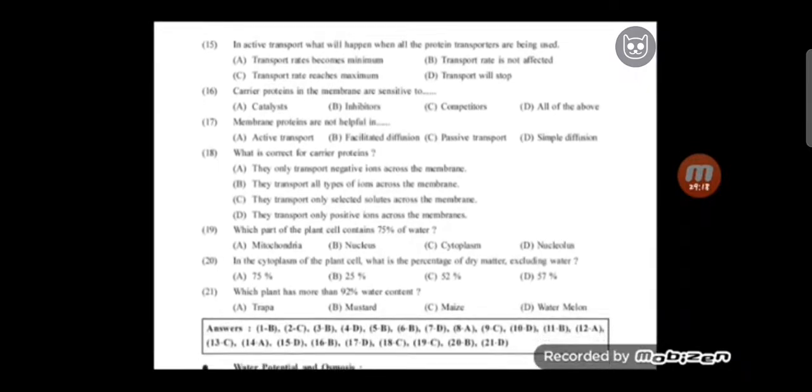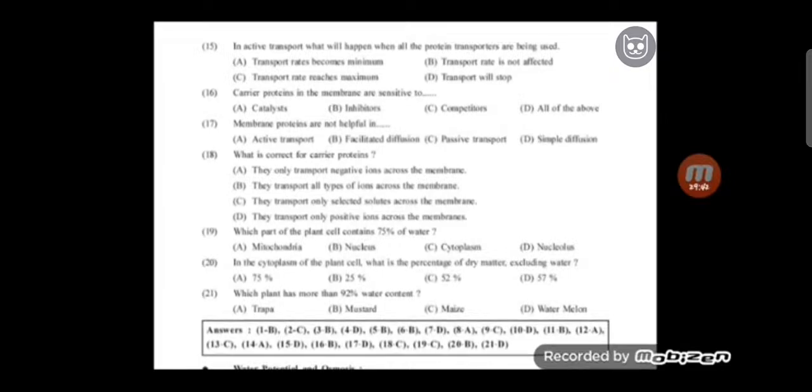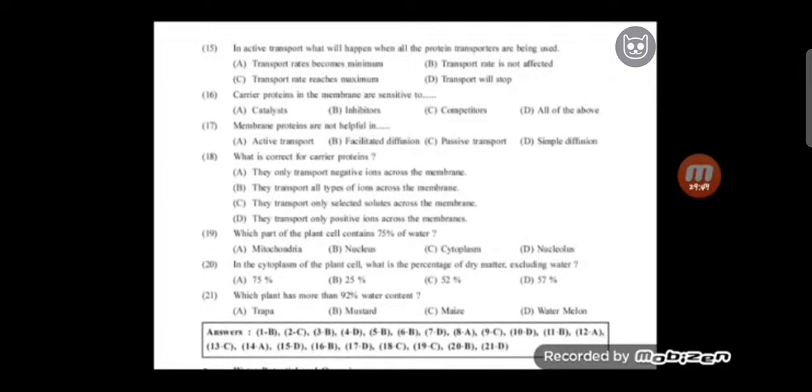Next is question number 15. In active transport, what will happen when all the protein transporters are being used? They have asked what will happen when we use all the protein transporters in active transport. Option A, transport rate becomes minimum. Option B, transport rate is not affected. Option C, transport rate reaches maximum. Or option D, transport will stop. Which one is the correct answer? You have to say.